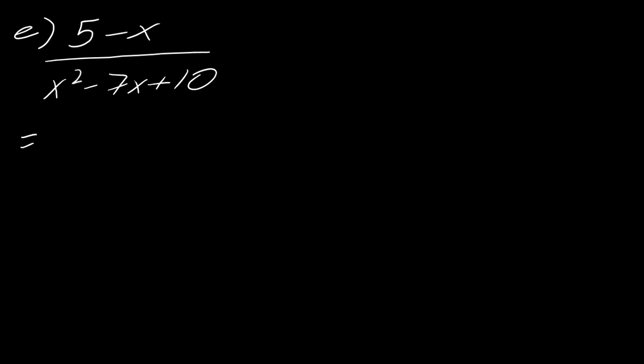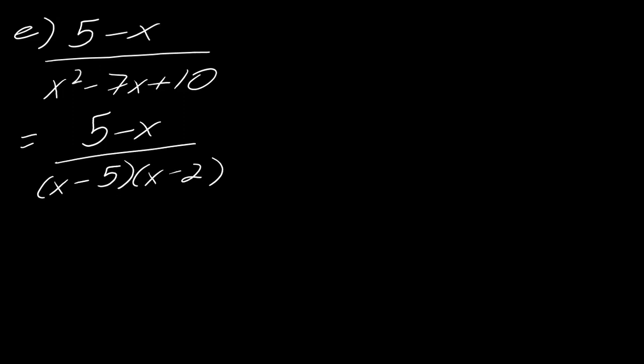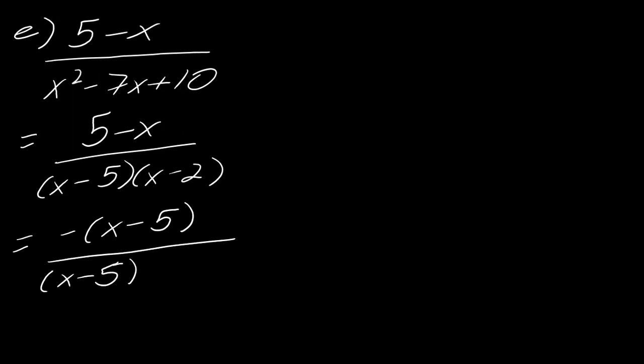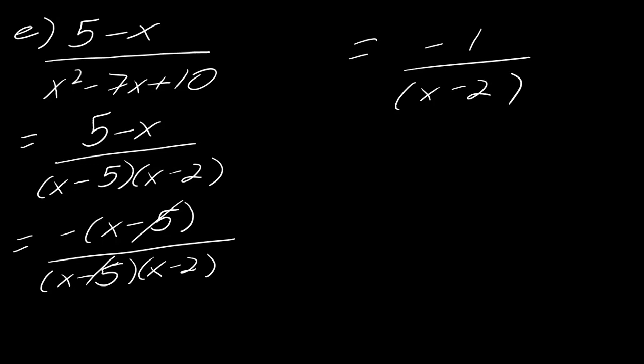So now I need to factor the bottom here. So I've got 5 minus x over x minus 5 times x minus 2. I can see that I'm going to have to factor out -1. So let's see, I will factor it out from the top this time. So now I've got x minus 5 and x minus 2. Cancel those out, and now I get -1 over x minus 2.